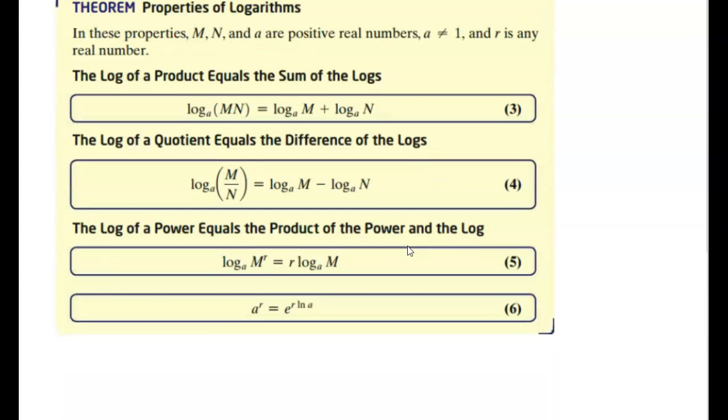Here are some new ones. Again, these are sort of reversing exponent rules. If you take the log of any base of a product of two things, you can split them up as a sum. Log of any base of a quotient, you split up as a difference. And if you take the log of any base of something to a power, the power comes down to the front and multiplies the log.